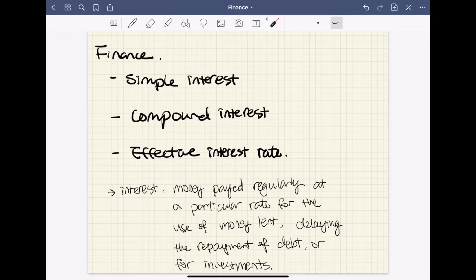And the last one is investment. Let's say you deposit your money in a savings account in your bank, then the bank will pay you interest for saving the money in the bank. So that will be another place that you will see interest.